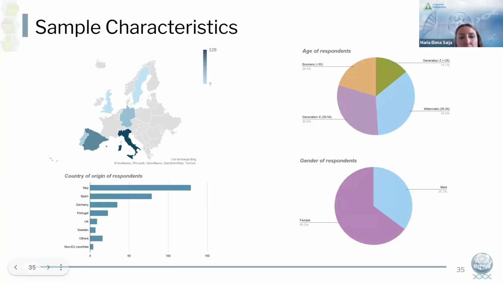So let's take a quick look at the sample. As you can see in the slide, participants came from across all Europe, but mostly come from Italy, Spain, Germany, and Portugal. 65% of the sample were women, and the most were between 55 and 54 years old. Sorry, 25 and 54 years old.